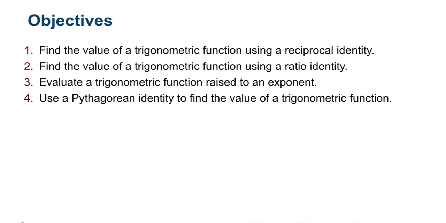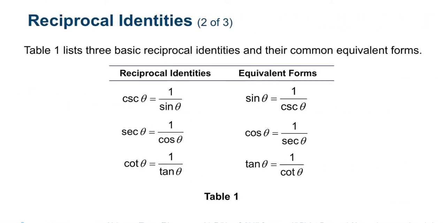All right, so there's what they call reciprocal identities, so let's look at what those are. So here are the reciprocal identities. For cosecant, the reciprocal would be 1 over sine. For sine, it's basically the opposite. It's going to be 1 over cosecant. For secant, it's 1 over cosine, and for cosine, it's 1 over secant. For cotangent, it's 1 over tan, and for tangent, it's 1 over cotan.